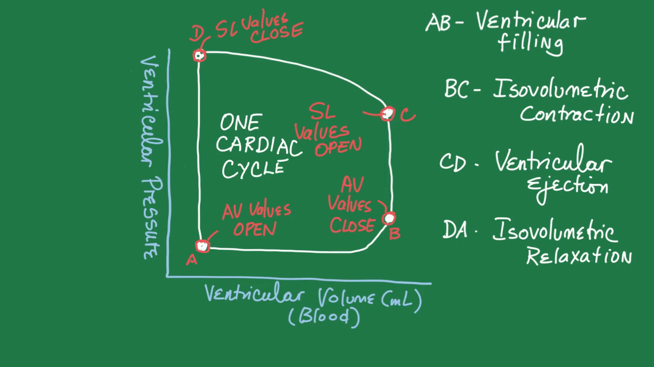The volume of blood in the ventricle keeps changing. At B, at the end of ventricular filling, the ventricle has the maximum amount of blood. We call this end diastolic volume. During ventricular ejection, the volume of blood that leaves each ventricle is called stroke volume. At the end of ventricular ejection, which is D, the volume of blood that remains in the ventricle is called ESV or end systolic volume.